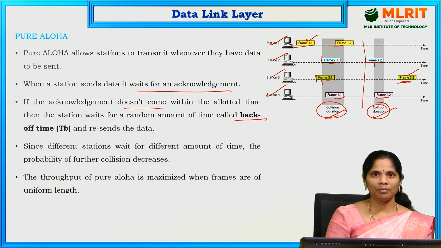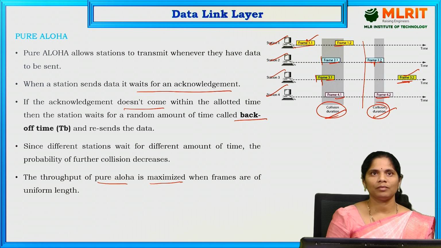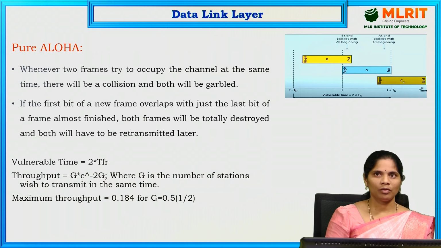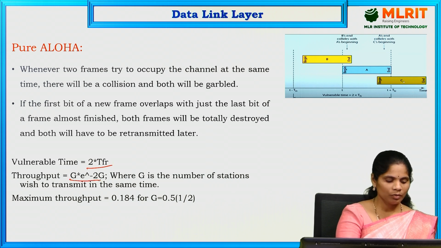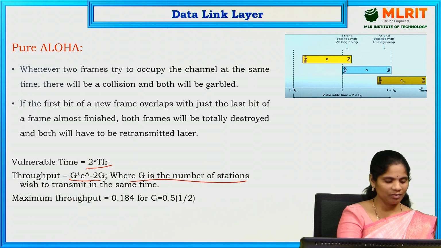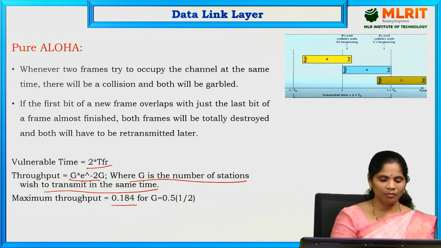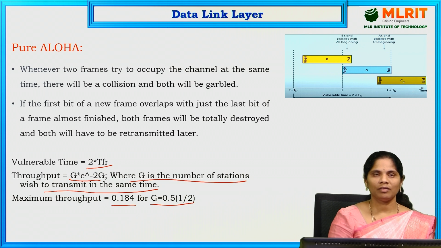At the same time, the throughput of pure Aloha is going to be maximized. This is about the pure Aloha. Here the vulnerable time is 2 into TFR, where TFR is the frame transmission time. The formula for throughput is G into e power minus 2G, where G is the number of stations wishing to transmit at the same time. The maximum throughput is 0.184, and it occurs at G equal to 0.5. This is about the pure Aloha.